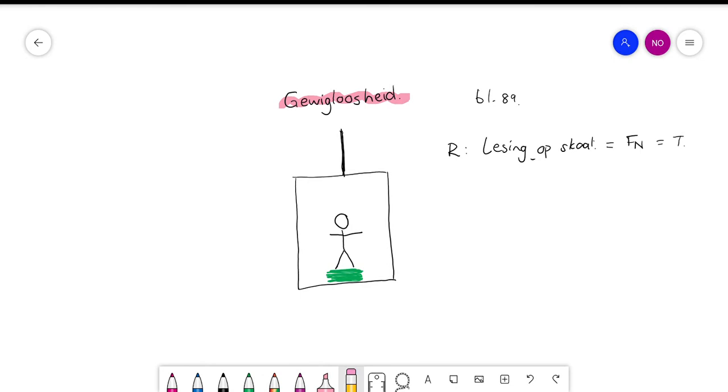So it's standing in rest, totally in equilibrium, but then for a few seconds it accelerates upwards. And then it feels like your stomach is being pulled downwards.